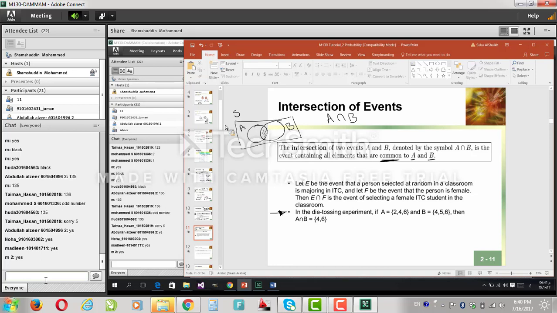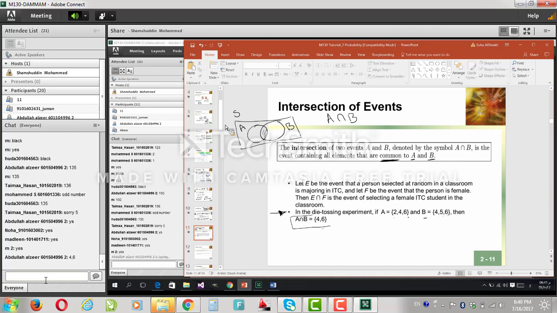Look at this example with me. The event A is getting 2, 4, and 6. The event B is getting 4, 5, and 6. A and B, the sharing, the common points are 4 and 6. So the intersection is the points in common, the 4 and 6. That's correct.